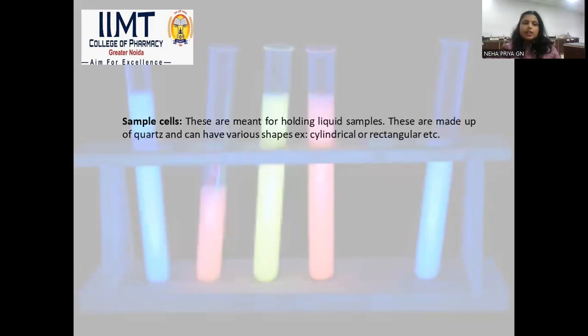The next thing here is the sample cell. Basically, the samples here are liquid samples, and the sample cells are made up of quartz, and as in UV, cuvettes are used over here. Cylindrical cuvettes or cylinders are used here. So rectangular, or yes, you can go with cylindrical too.